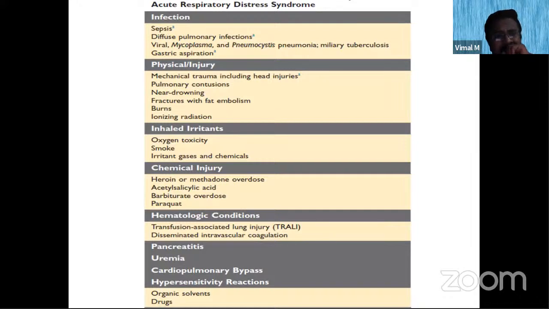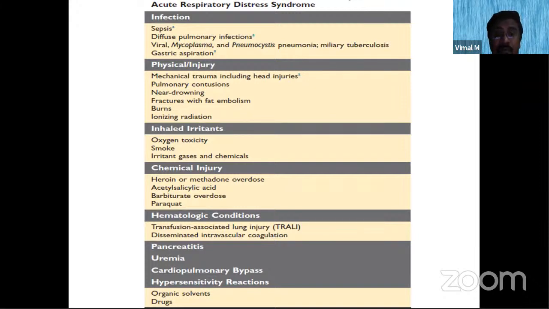So what causes this ARDS? Anything can cause ARDS. It can be an infection, a physical injury, or a chemical injury, and inhaled irritants or hematological conditions can also cause this. Infections like sepsis and pulmonary infections, especially with virus, mycoplasma, Pneumocystis carinii pneumonia, miliary tuberculosis, and gastric aspiration can cause ARDS. And physical injury, that is mechanical trauma, including head injuries, pulmonary contusions, near drowning, and fractures.